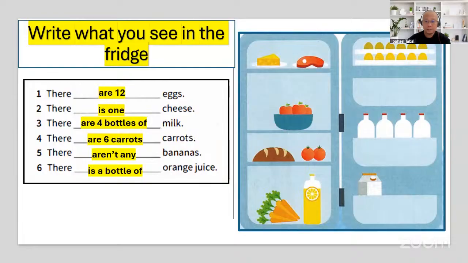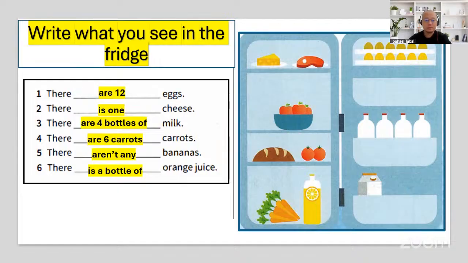So for some, we are going to use this when we describe something positive. So for example, there are some, for example, 6 carrots, right? So for some we use positive. For any we use negative or question.